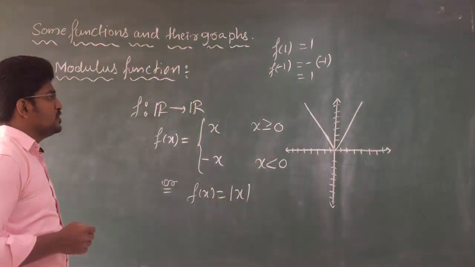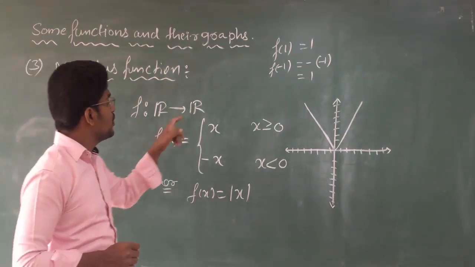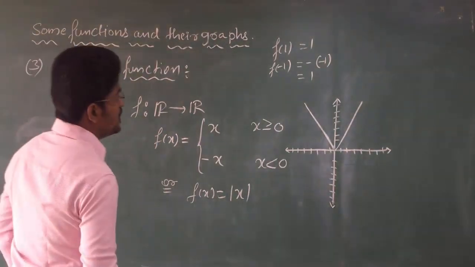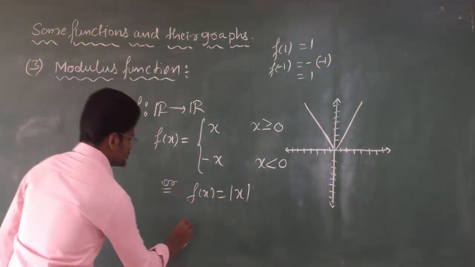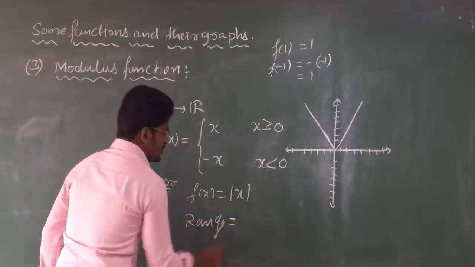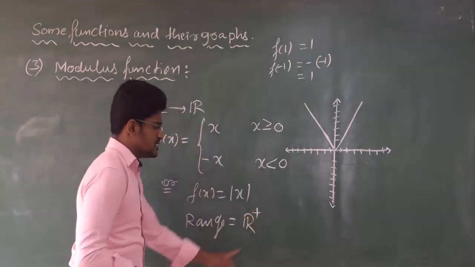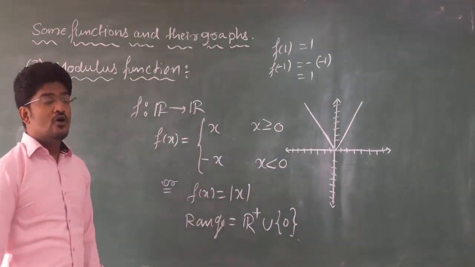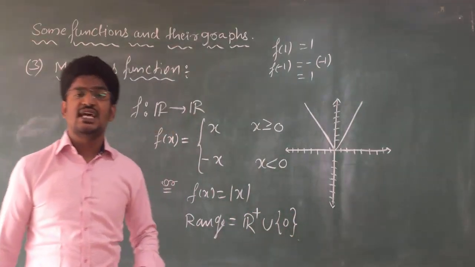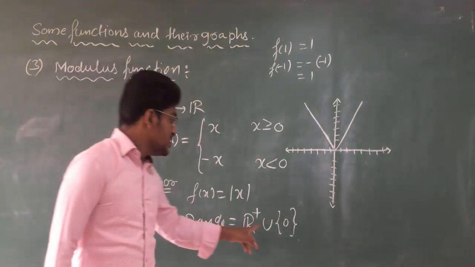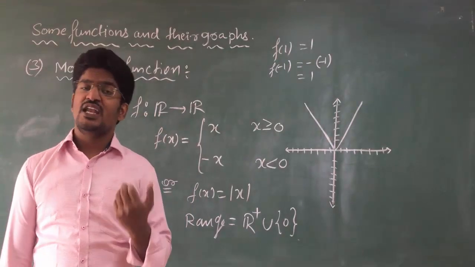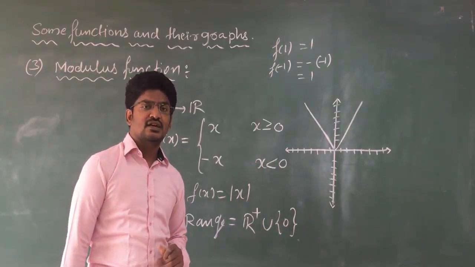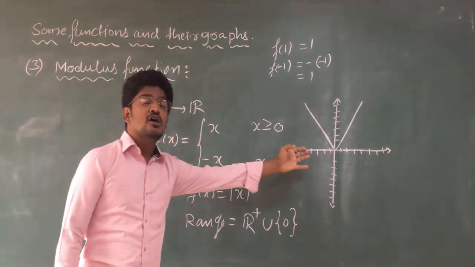Clear? Then what is domain? Domain is the real number set. What is codomain? Real number set. Very important thing is the range. So the range will be positive real numbers. R plus means positive real numbers, union the singleton set 0. Clear? We write union 0 because 0 doesn't have any positive or negative sign. That's why you write positive real numbers union 0. That is the range of the modulus function.